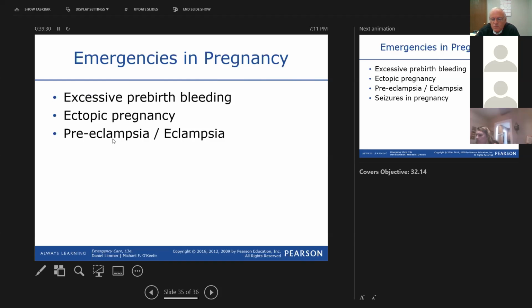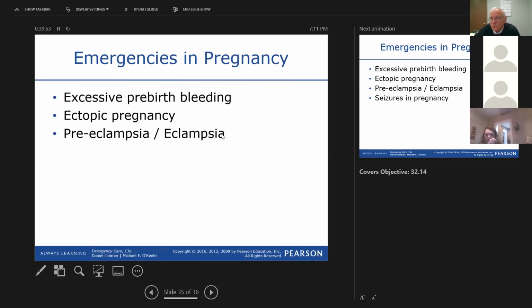The problem is with all this massive swelling, it can also cause swelling in the brain. So hopefully they know they have preeclampsia and they're being treated for it. If they have a seizure, that is now called eclampsia. And it's got like an 80% mortality rate. 80% of the people that seize from this die.